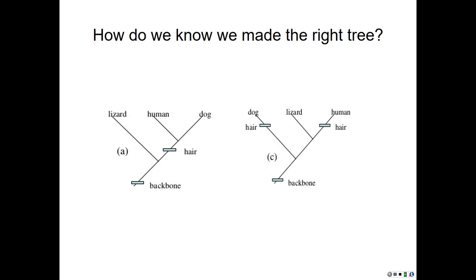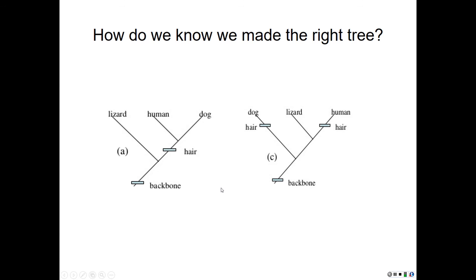Which says that the preferred tree is the simplest tree. In other words, the one that requires the fewest evolutionary changes. Basically based on Occam's razor, this idea that the simplest explanation is usually the correct one. So if we're comparing two trees, the one that requires the fewest evolutionary changes is most likely to be the one that best reflects the actual phylogeny of the group.